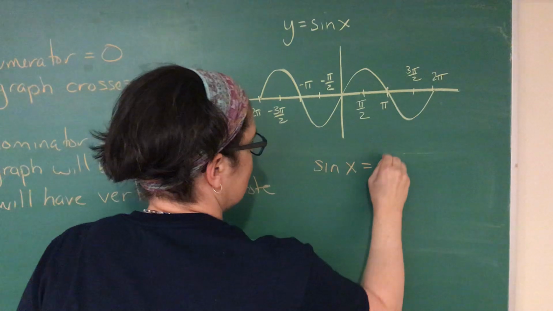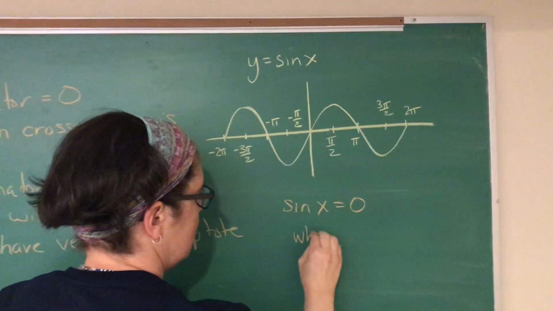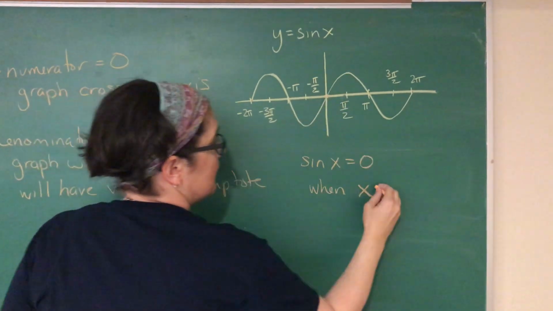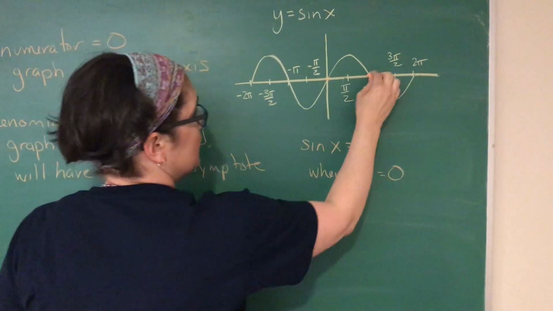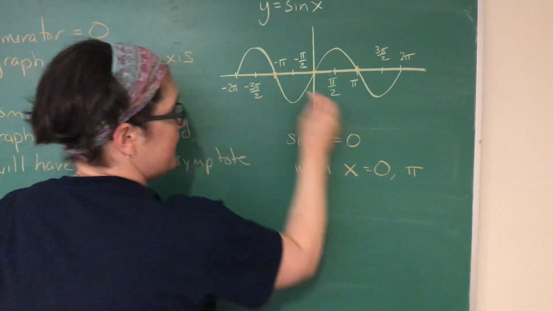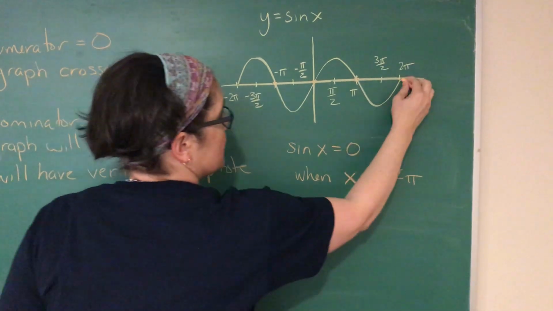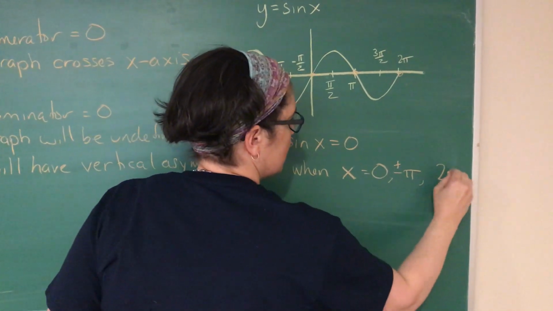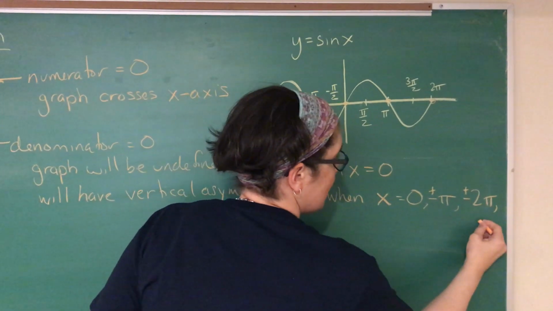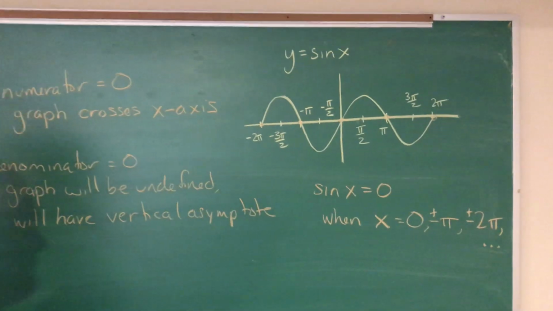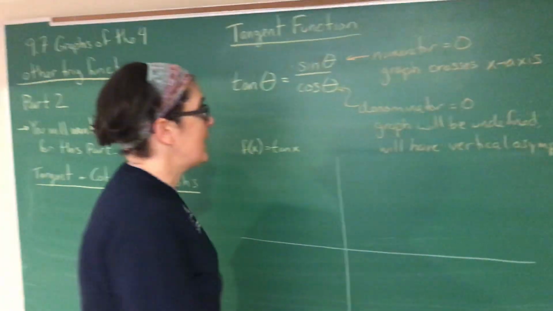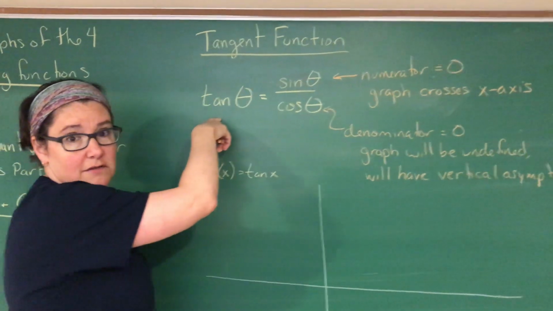Then what I can see is that our sine function is equal to 0. Sine of x is equal to 0 when the x value, or the angle, is equal to 0, and pi, and negative pi, and 2 pi, and negative 2 pi, so plus or minus 2 pi, etc. So 0, plus or minus pi, plus or minus 2 pi, plus or minus 3 pi. Those are all places where our graph of the tangent function is going to be 0.